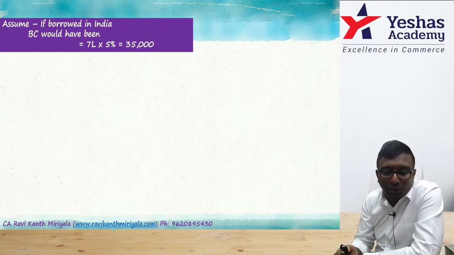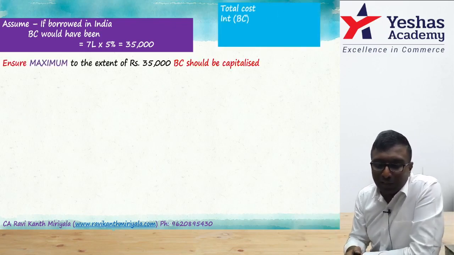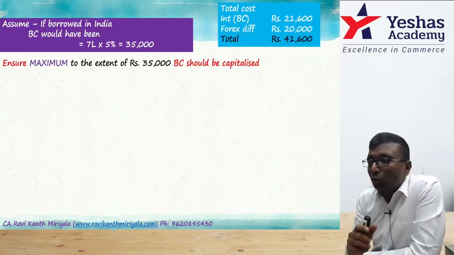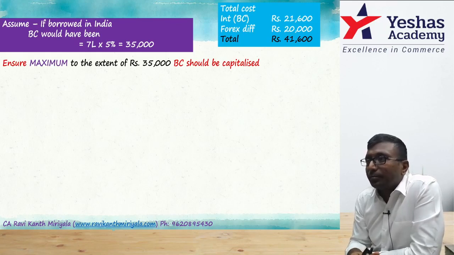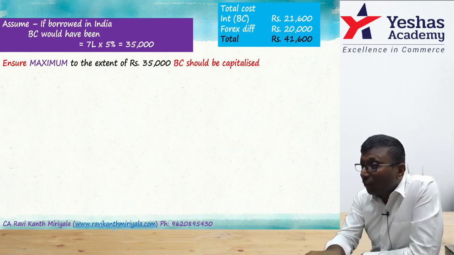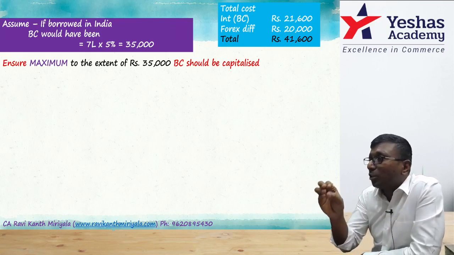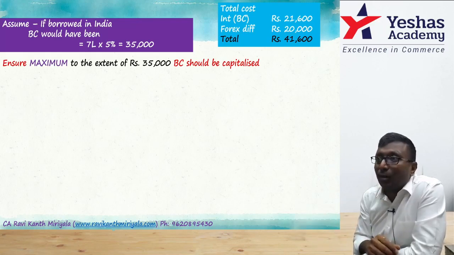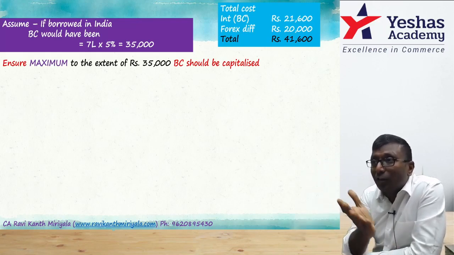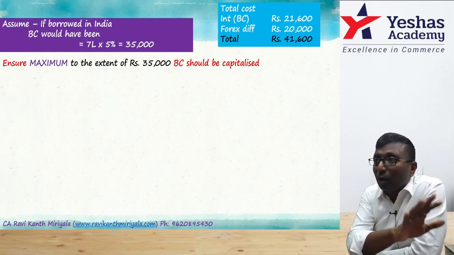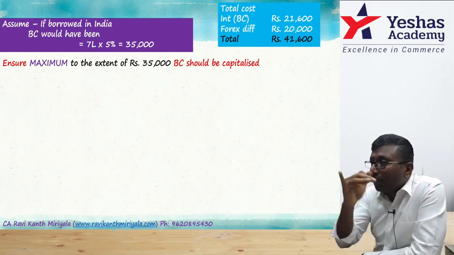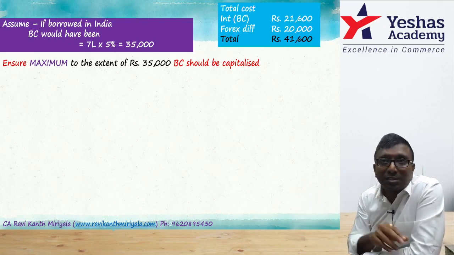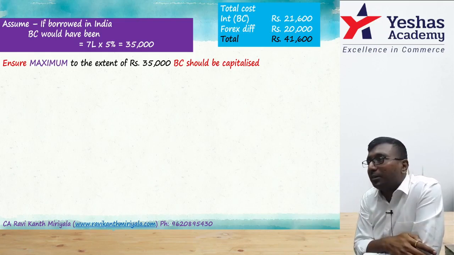That's why I just observe now. So what do you say? What is my total cost? That is equal to the borrowing cost of 21,600 and the forex difference. Actually, you lost 41,600. What are we trying to say? To the extent of 35,000 rupees, maximum to the extent of 35,000 rupees, you treat it as borrowing cost. Out of 41,600, 35,000 should be treated as qualifying borrowing cost. The remaining 6,600 should be treated as foreign exchange loss. That should be charged to P&L normally.